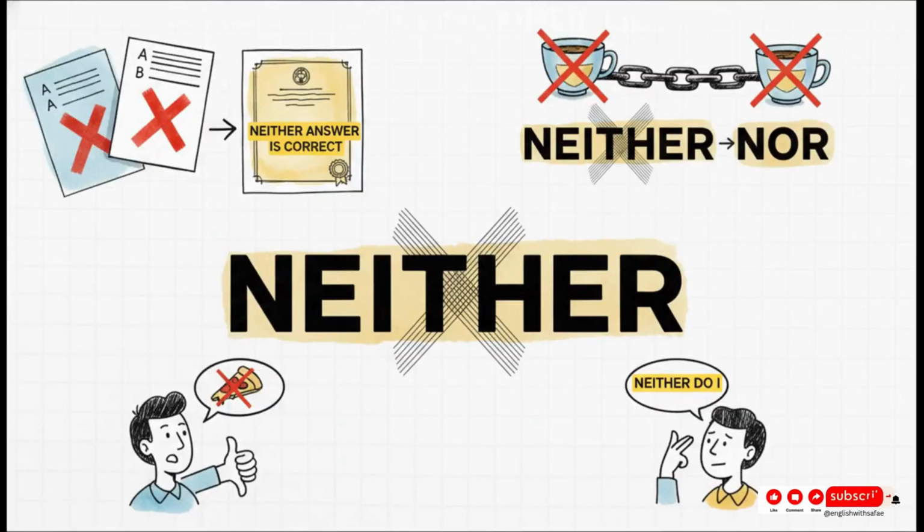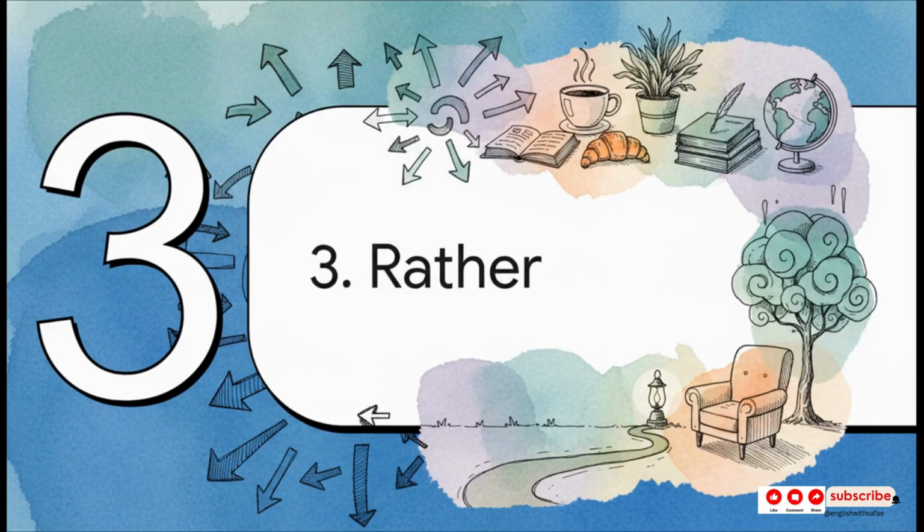And this breaks it down perfectly. You can use it right before a noun, like in neither answer is correct. It also has a famous partner in crime, nor. They work together to negate two things at once. She likes neither tea nor coffee. And finally, it's a really sharp way to agree with a negative statement. If someone says, "I don't like pizza," you can just say, "Neither do I." Now, you could also say, "I don't like it either," but "neither do I" is just a bit more direct and concise.